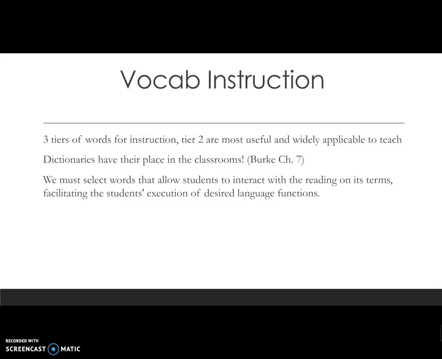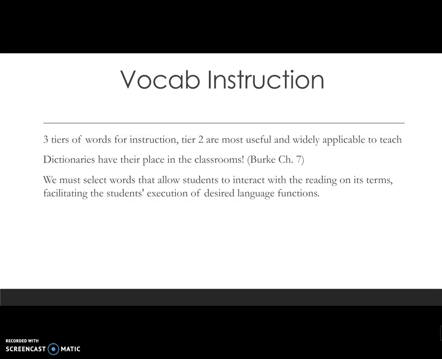I wrote about this in my responses, but dictionaries I think are important in classrooms. Burke went on about this in chapter 7. I know that we're not supposed to be teaching straight out of the dictionary and just picking words at random or words that we think they need to know, but words that evolve organically from the text. What are the texts that we're working with? What do those texts demand they know as far as vocabulary? And then dictionaries can be helpful to give them synonyms and context for those words.